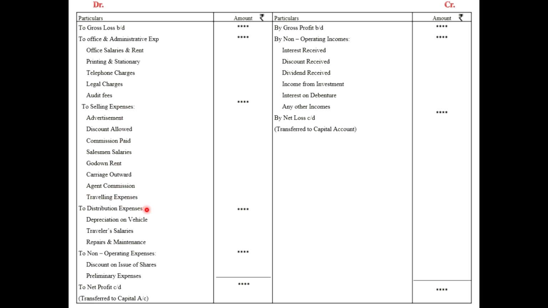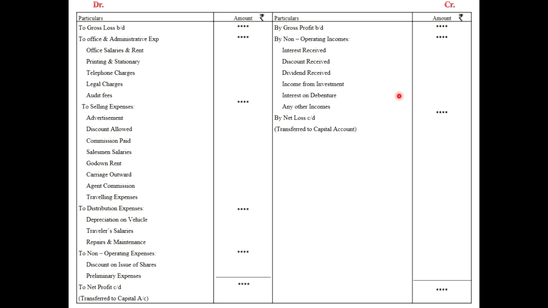Another operating expense is distribution expenses, which are related to distribution activity, such as depreciation on vehicles, traveler salary, and repair and maintenance. Then non-operating expenses are discount on issue of shares and preliminary expenses, which are not related to your business, but they are expenses.